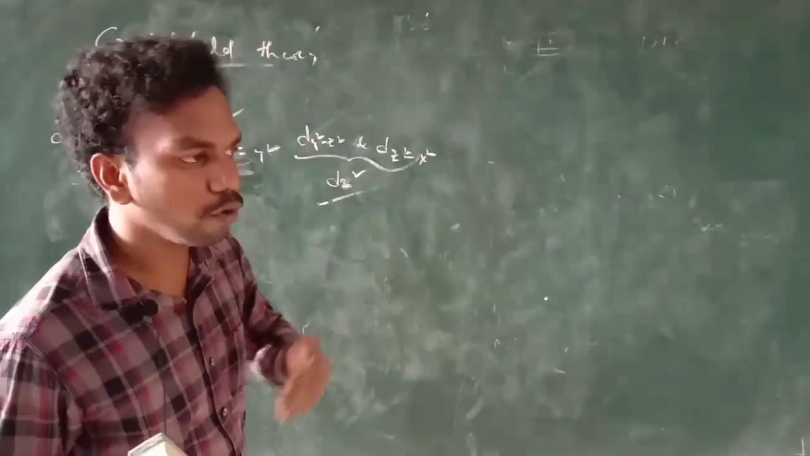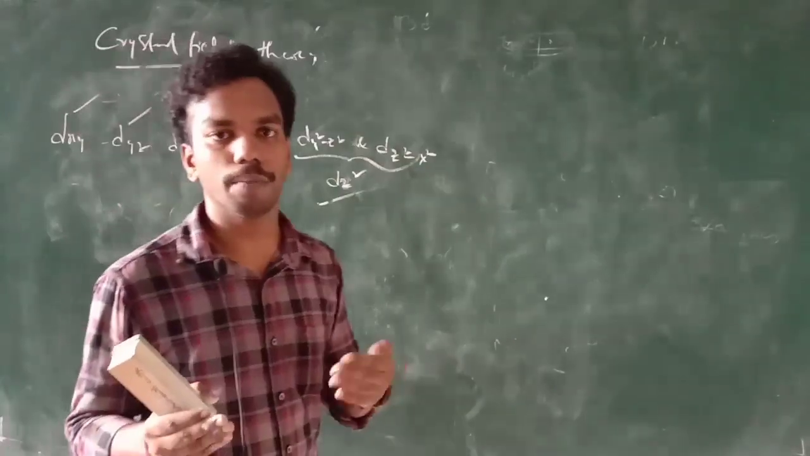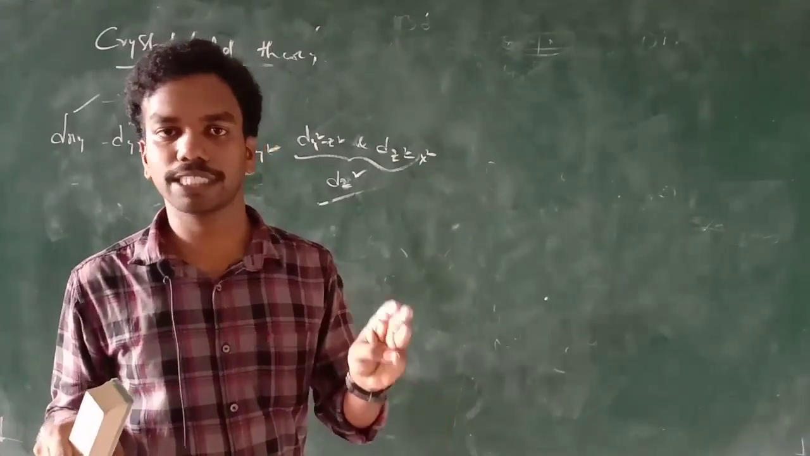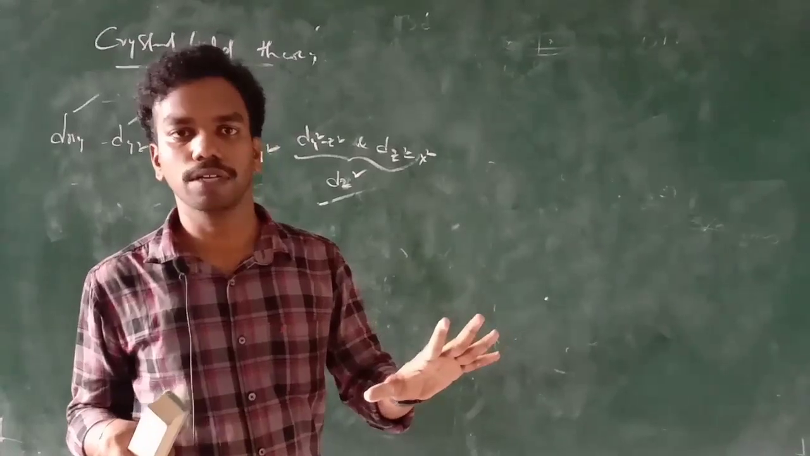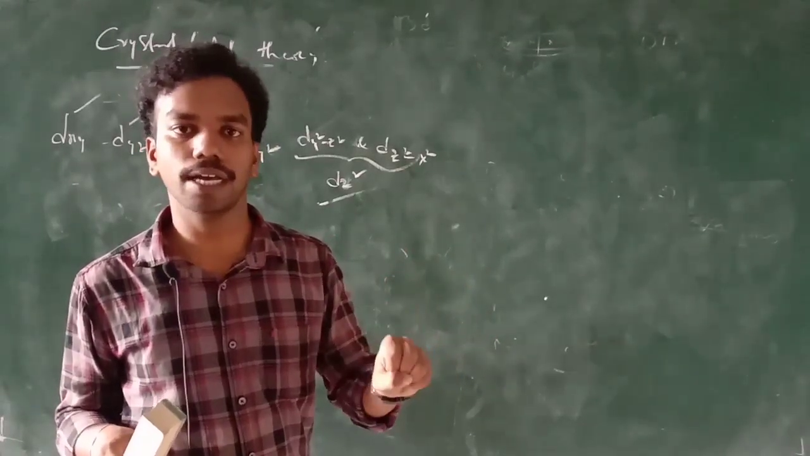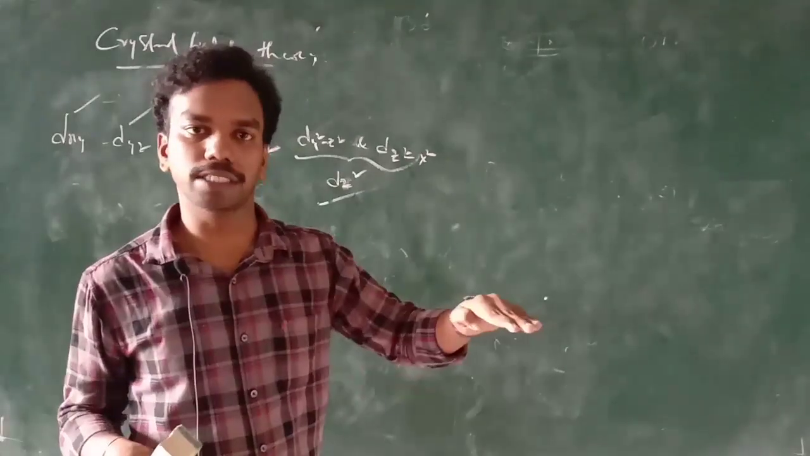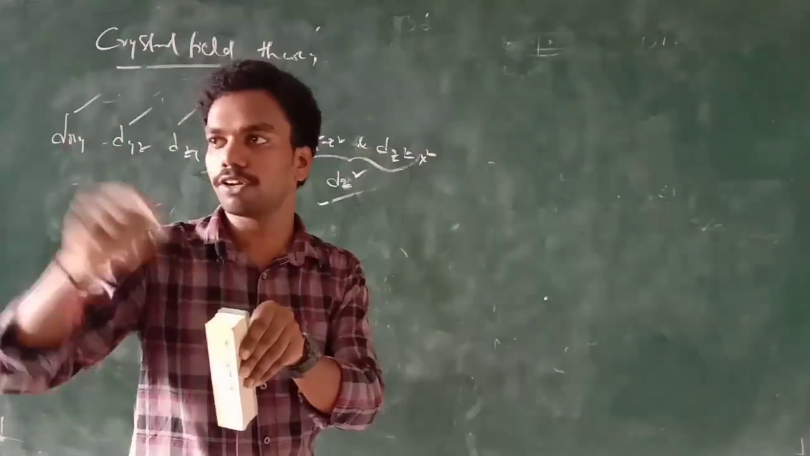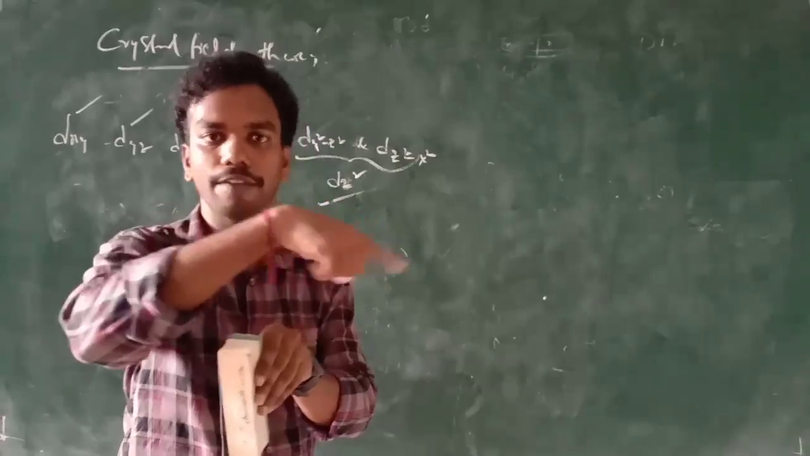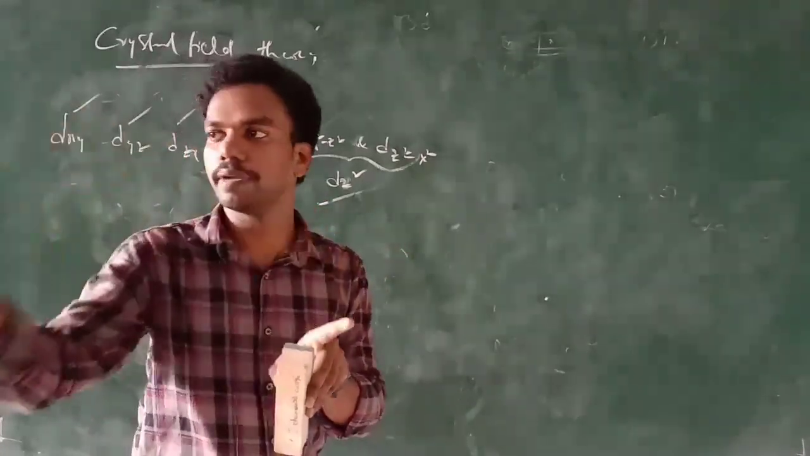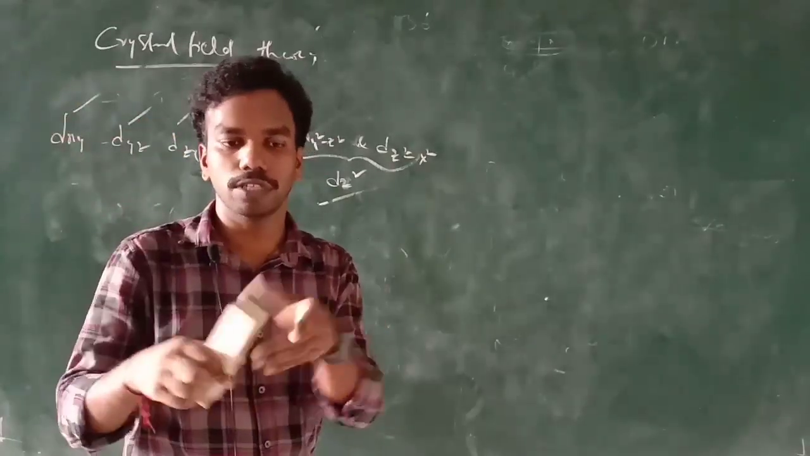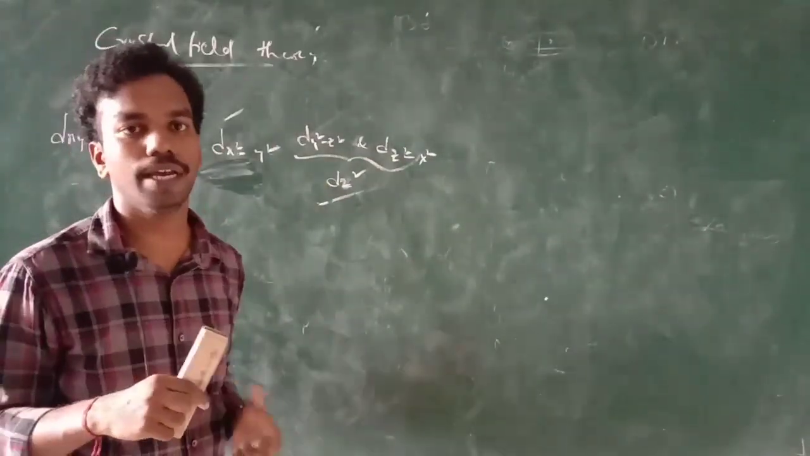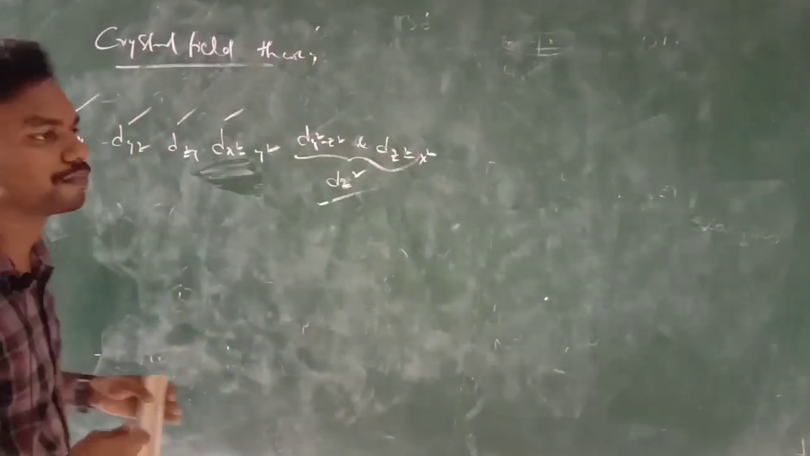Before ligands approach, before complex formation, when the metal is in the free state, all 5 d orbitals, dxy, dyz, dzx, dx square minus y square and dz square, are degenerate. Degenerate means same energy. When ligands approach with their electron density, there is electron repulsion with the metal d electrons, so the energy of these 5 d orbitals rises somewhat. That is the fourth assumption.